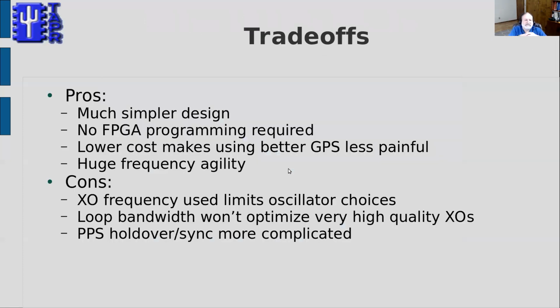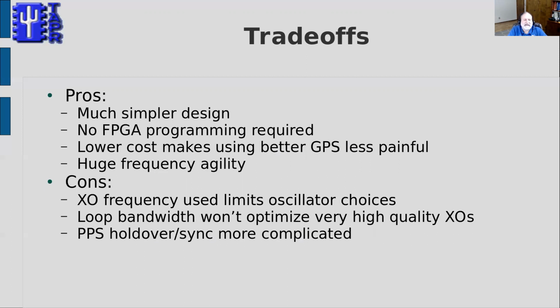Now, the trade-offs of this design are these. On the pro side, it's much simpler. There's no FPGA programming required, and the cost of the non-GPS components is much less. So that makes it less painful to use a better quality GPS module. And it gives us huge frequency agility with 10 outputs and any kind of frequency we want, basically from 100 kilohertz to a gigahertz.